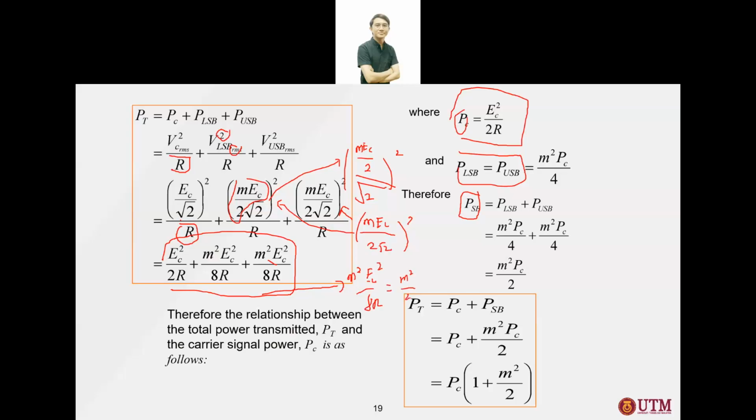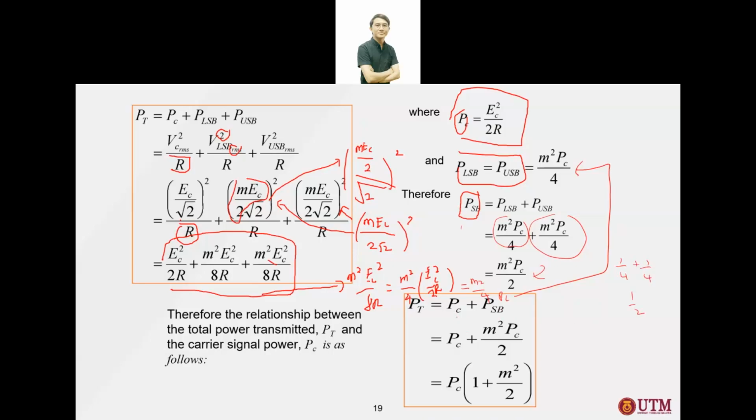If we do factorization with PC being EC square over 2R, the sideband becomes M square over 4 PC. That's why you have this. And because they are similar, you can add them together, resulting in this, just like 1 over 4 plus 1 over 4, you will get 1 over 2.